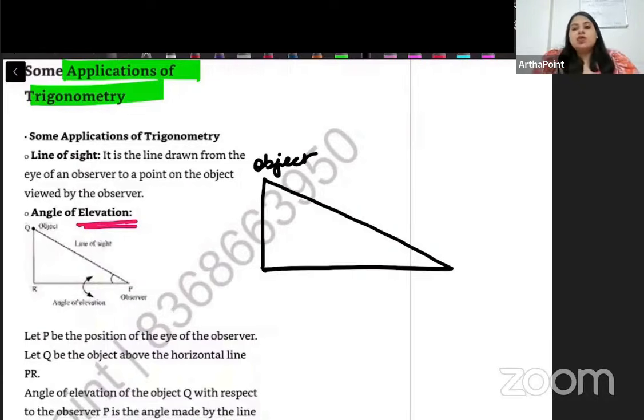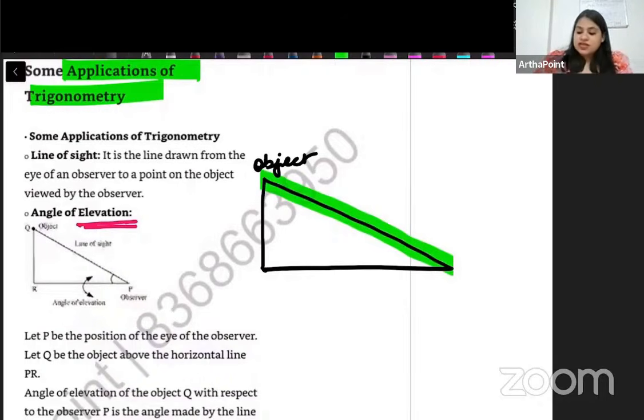There is something which is known as a line of sight. The line of sight, it is the line drawn from eye of the observer to the point of the object viewed by the observer. So अगर मैं suppose I am standing on Qutub Minar and I am looking at something just below. So how do I observe it? That is called the line of the observer. This is the line of the observer.